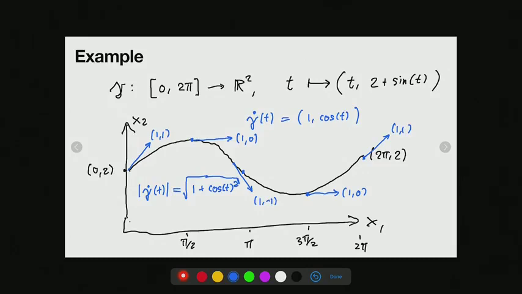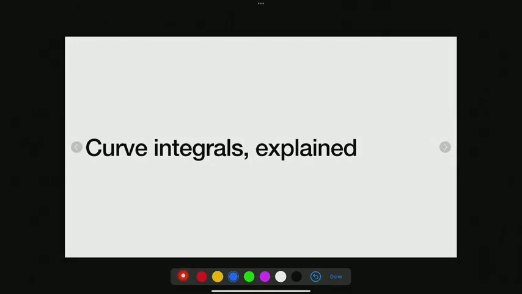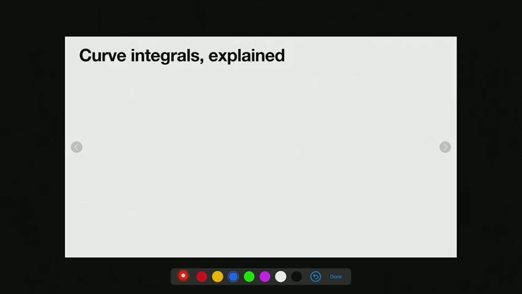Okay, we have settled curves now. We have introduced all the relevant geometric concepts for curves, and the whole point of doing that was a preparation for curve integrals. So basically, our goal is to integrate functions now over curves. And that is the second part of this, curve integrals.